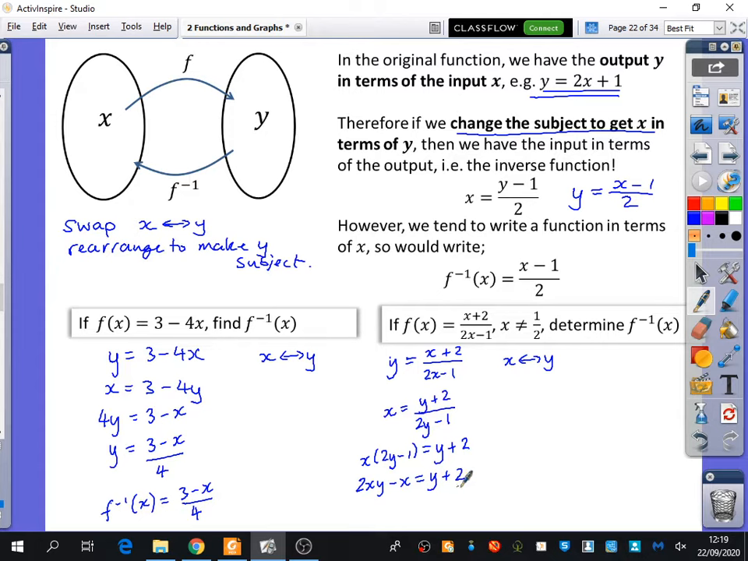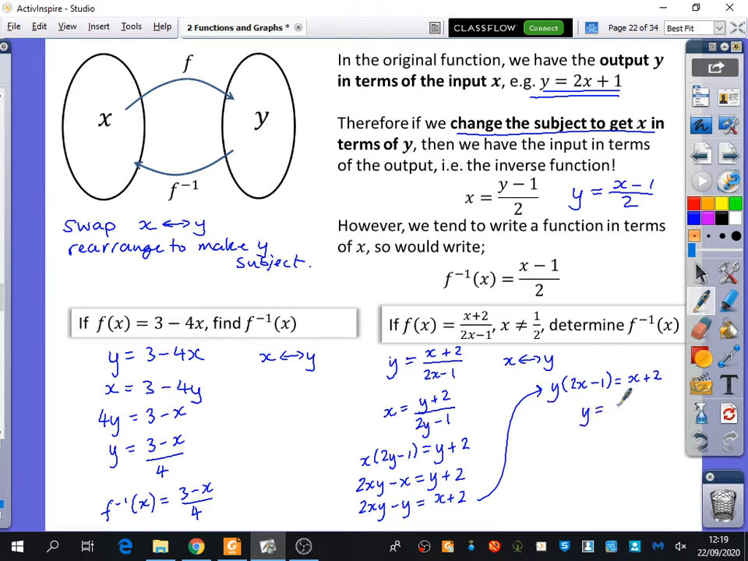So I'm going to put the y's on one of the sides. Now, depending on which side you put them on, you might get a different result. So in a second, I might show us both ways of doing it. So I'm going to put the y's onto the left-hand side. So I get 2xy minus y, put this onto the other side, equals x plus 2. And I'm just going to come up here now so I've got some space. I'll factorize, so I get y brackets 2x minus 1 equals x plus 2.